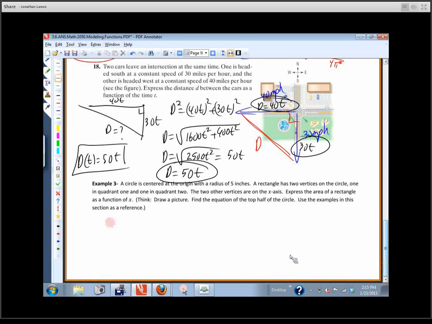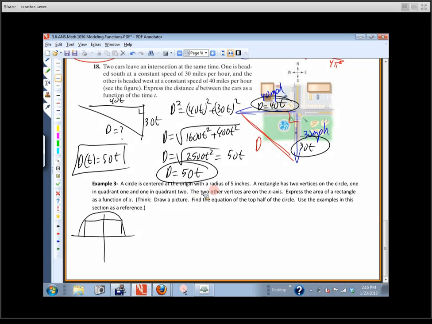So let's draw a picture. Circle centered at the origin. And it says we're only going to use the top half because our rectangle is here. You with me? Find the equation of the top half of the circle.